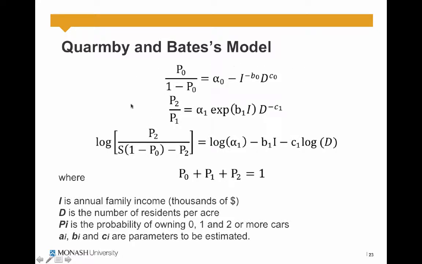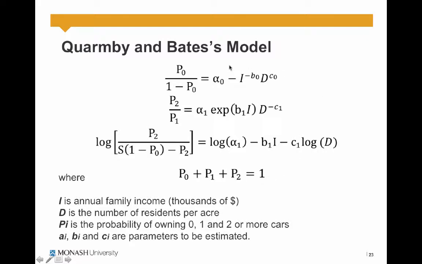So the first equation of the QMB model looks at the ratio of the probability of having zero cars over 1 minus the probability of having zero cars. Just to give you a better understanding, in this QMB model we have P0, P1, and P2, which represent the probability of having zero cars, the probability of having one car, and the probability of owning two or more cars. Obviously, in the last equation, you can see that the sum of the probabilities must be equal to 1.